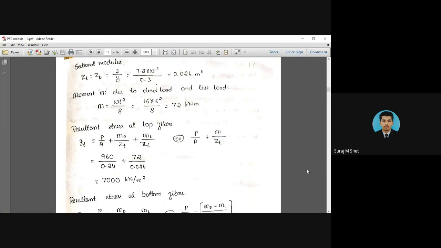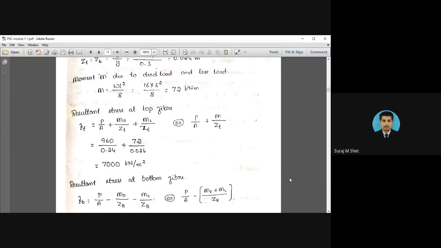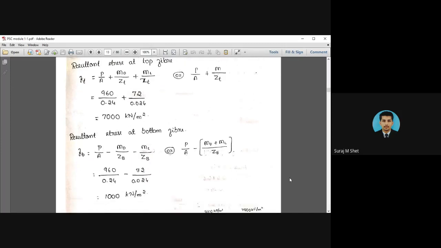So substitute the values. 960 divided by 0.24, sorry, 0.24 plus 72 divided by 0.024. So substituting the values, we get the resultant stress at the top is equal to 7000 kilonewton per meter square. So similarly, the formula to calculate the resultant at the bottom fiber.